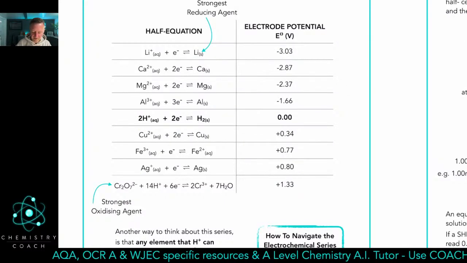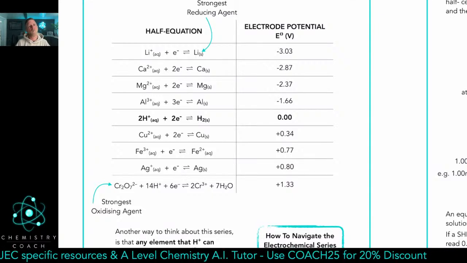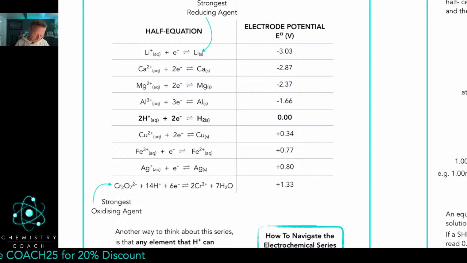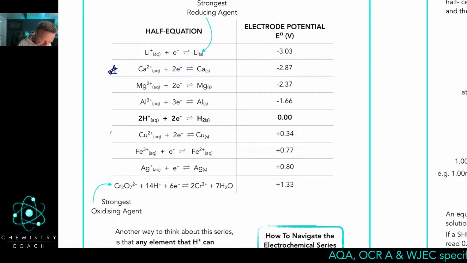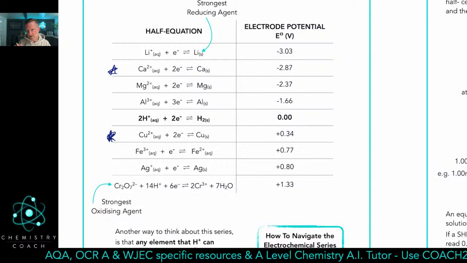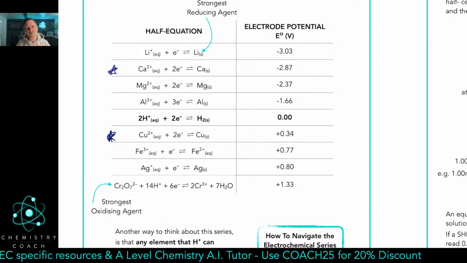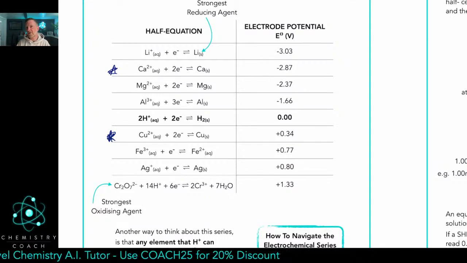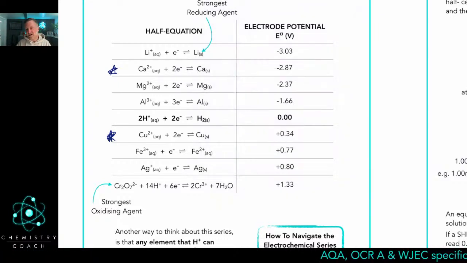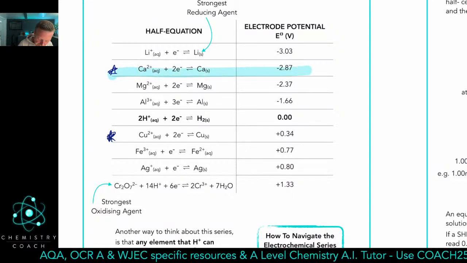Now, linked to this, the other thing I want to show you is what actually happens when you hook two half cells up together. So let's just pick two random ones, let's go calcium and copper. Let's say I hook these two up in an electrochemical cell. So I put the two solutions next to each other, our two half cells, connect them with the high resistance voltmeter and our salt bridge. What's going to happen? Well, you can rely on something called the anti-clockwise rule. If you put, let's say these are the two we're focusing on.